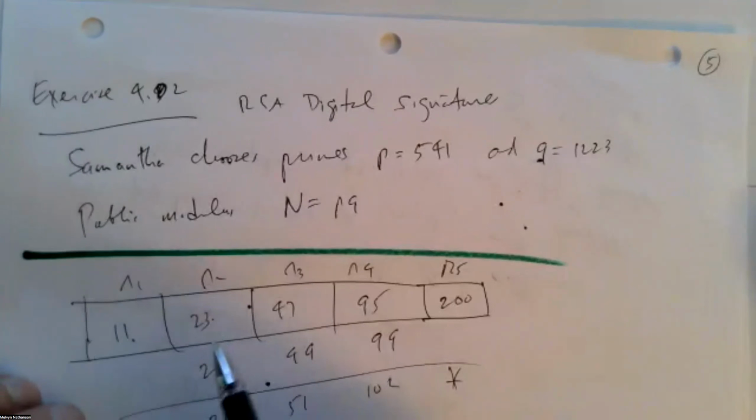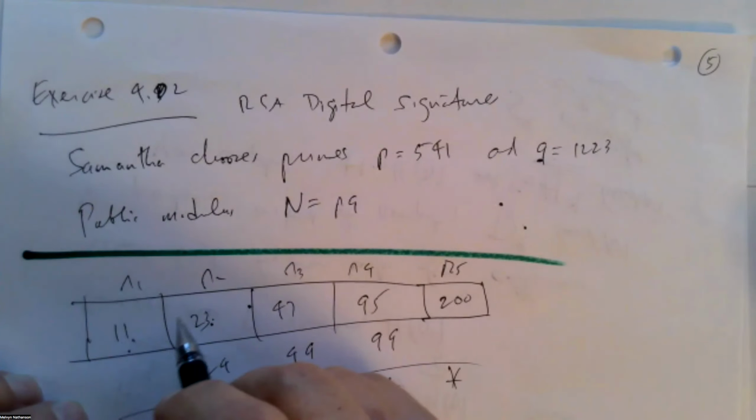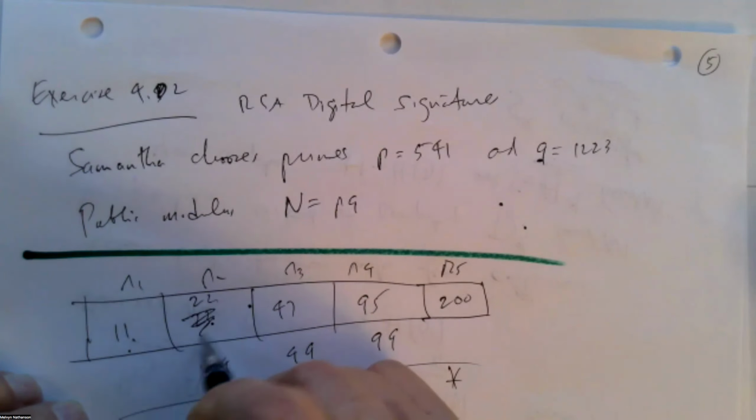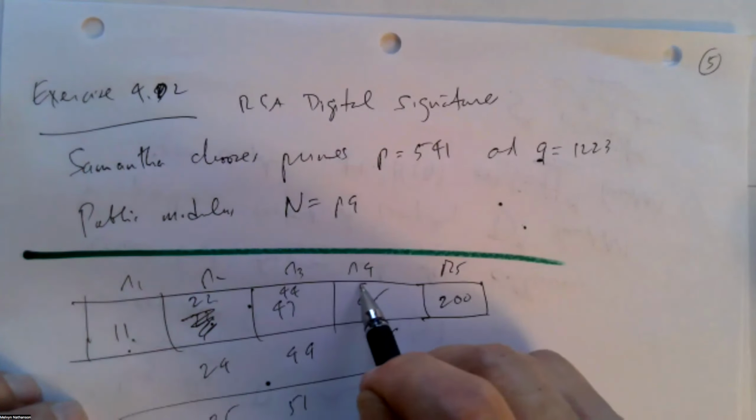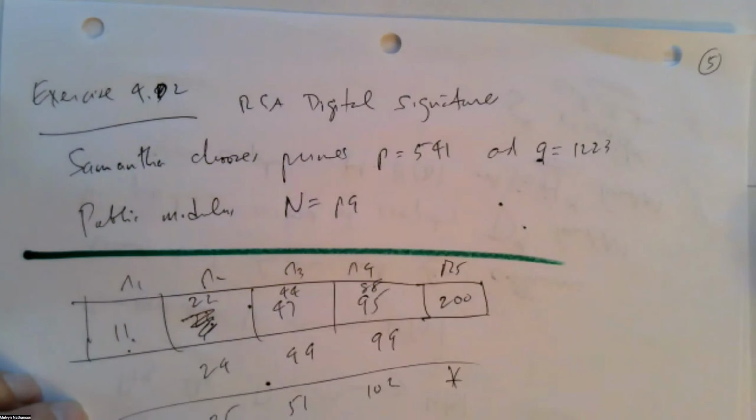By the way, I should go back on this. R2 doesn't have to be bigger than twice that; equal is fine. You could have made this 22, and then this could be 44, and this could be 88. This would still be okay.